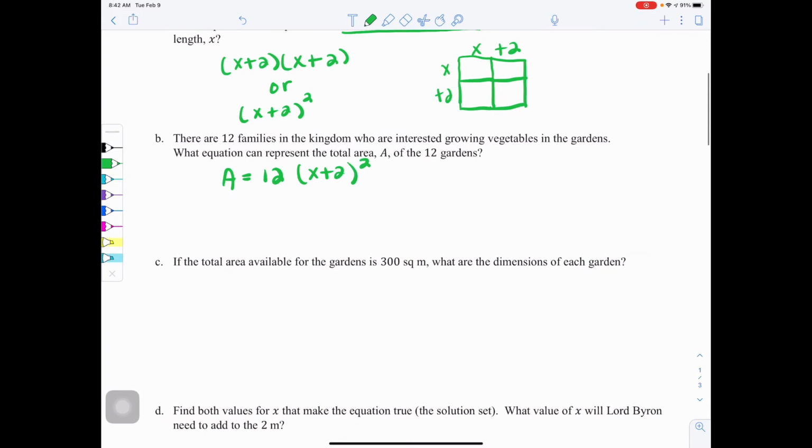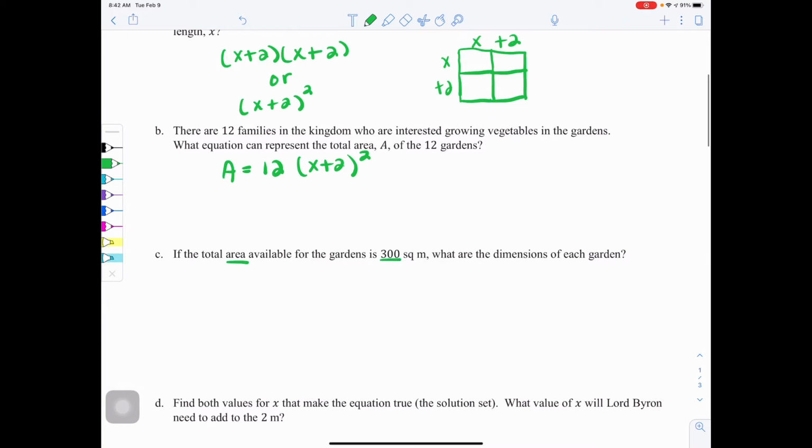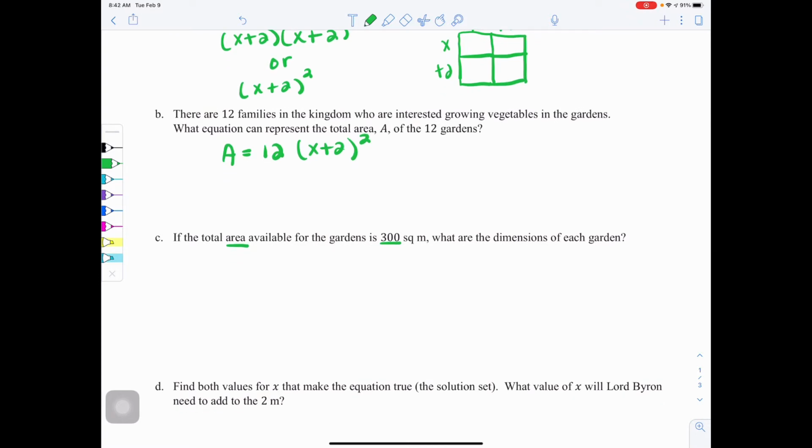Now in question C, it says if the total area available for the gardens is 300 square meters, what are the dimensions of each garden? So now they're telling us that the area is 300. So in our equation above, A equals 12 times x plus 2 quantity squared, we can replace the A with 300.